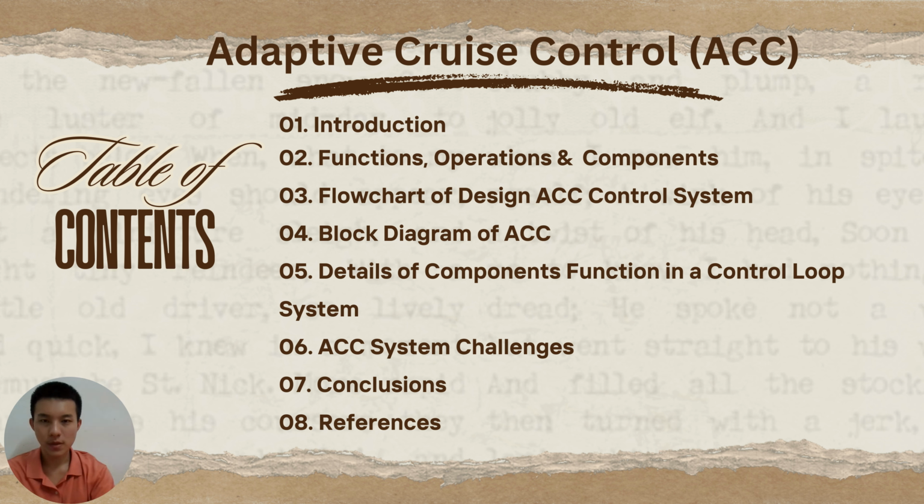This is an overview of the topic. Firstly, I will provide an introduction about the Adaptive Cruise Control, or in short known as the ACC, and I will explain about the function, operation, and the component in this system, followed by the flowchart of design ACC control system, and I will provide a block diagram of ACC and explain about the detail of component function in a closed control loop system, ACC system challenges, and lastly will be conclusion.